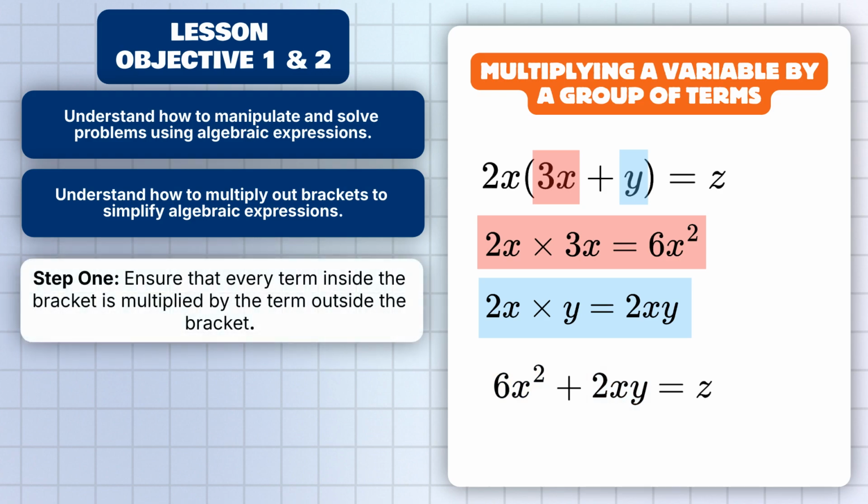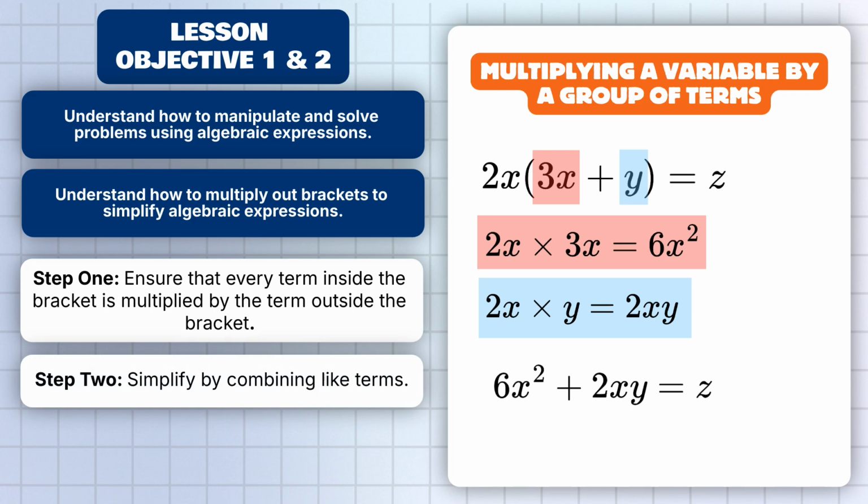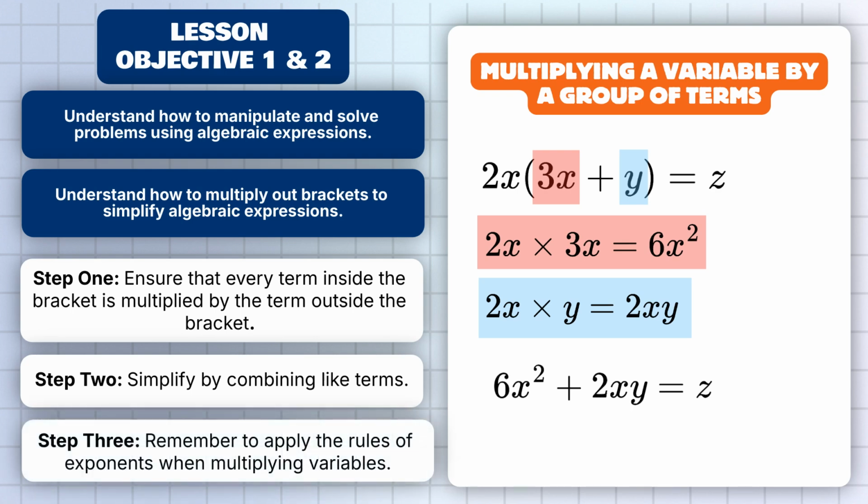First, ensure that every term inside the bracket is multiplied by the term outside the bracket. If possible, simplify by combining like terms, though this wasn't necessary in our examples. When multiplying variables, remember to apply the rules of exponents, such as x times x equals x squared. Practicing this will make it easier to manage more complex algebraic problems. Use this technique to simplify your expressions and solve problems with confidence. Next, we'll look at some more examples to cement this concept further.